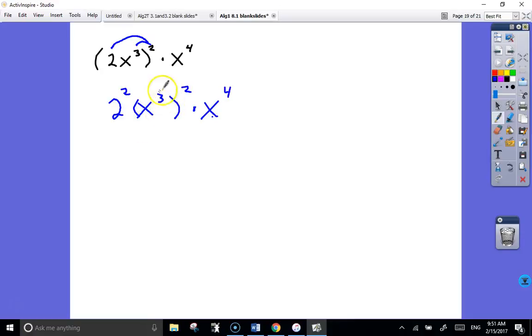Okay, now, how do I simplify x to the 3rd squared? You multiply, right? When you raise a power to a power, you multiply. Well, I can simplify the 2 squared as 4, and now it should be x to the 6th times x to the 4th. Okay, now how do I simplify? Now's where I add, right? So 4x to the 10. Done. So we ended up using all 3 of the properties on that one problem right there. So that's about as hard as it gets.